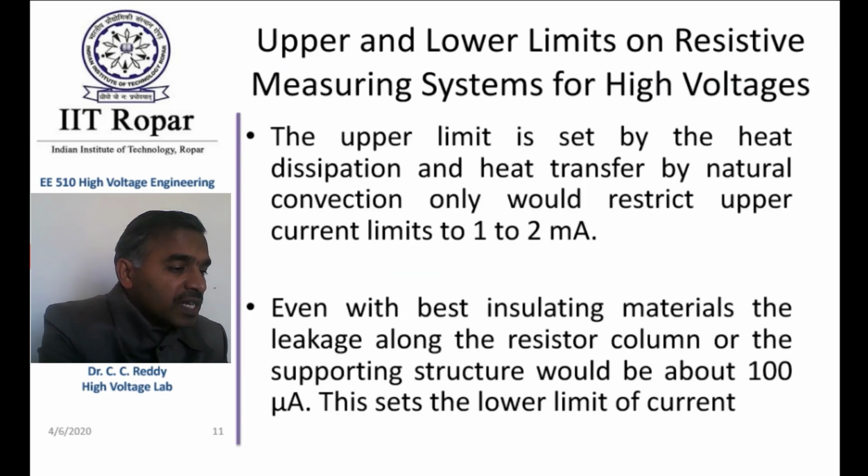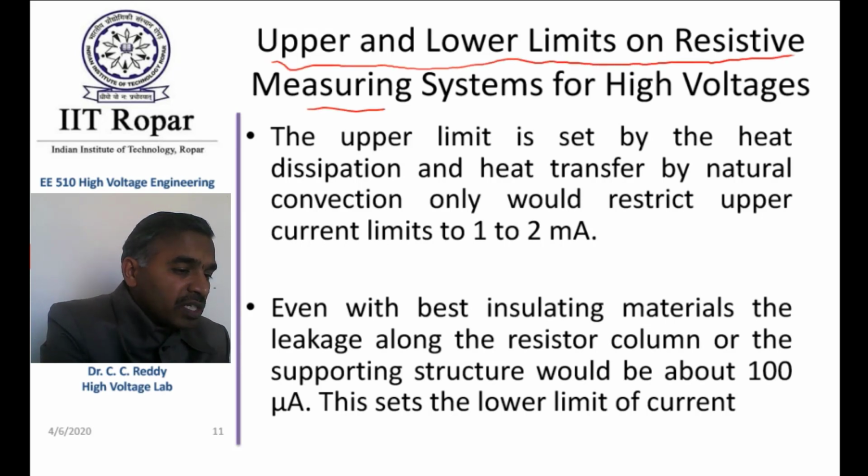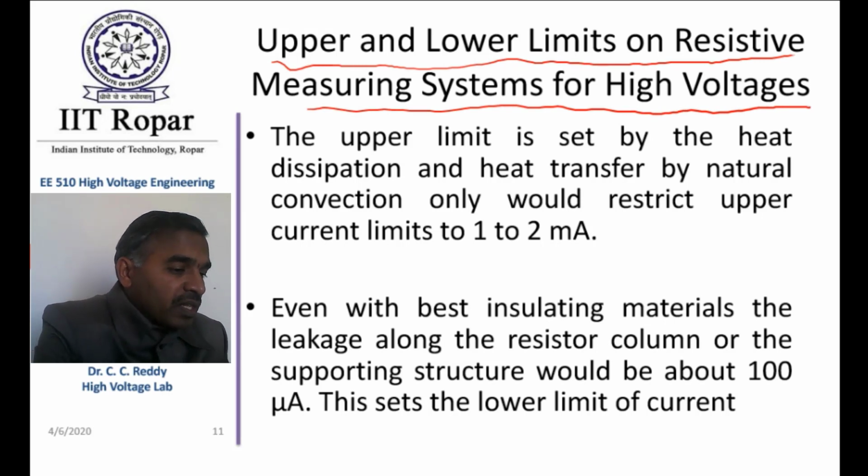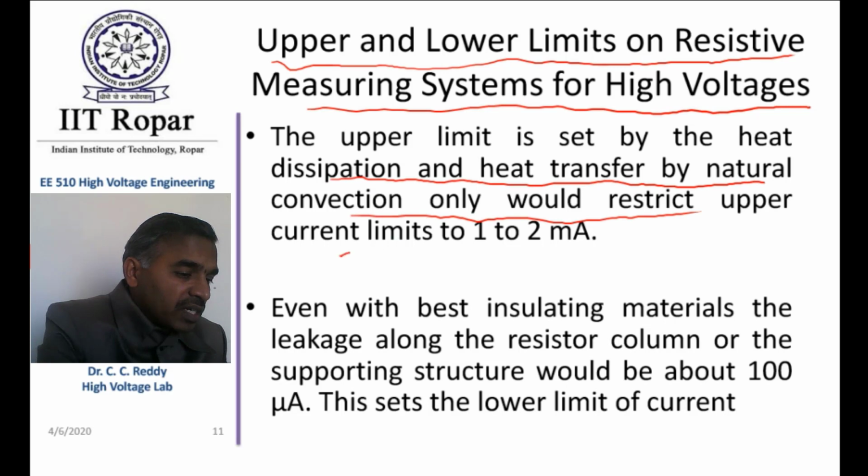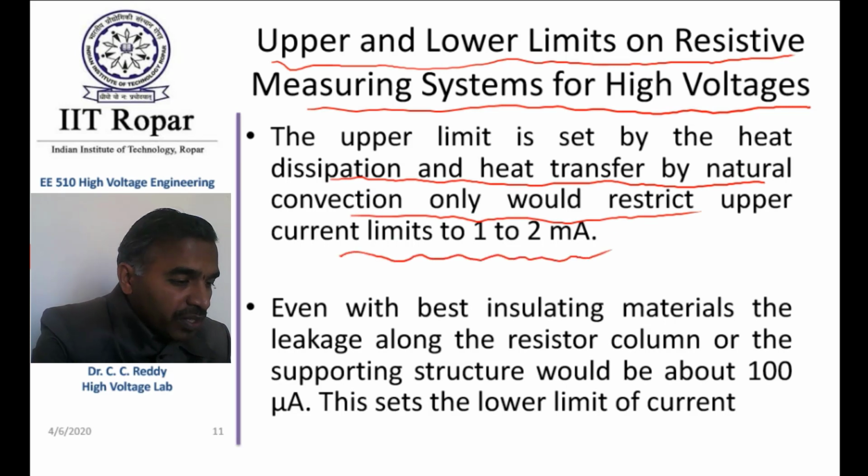Now the first thing is upper and lower limits on resistive measuring systems for high voltages. So what are the upper limits? The upper limit is set by the heat dissipation, and heat transfer by natural convection only would restrict the upper current limits to 1 to 2 milliamperes.